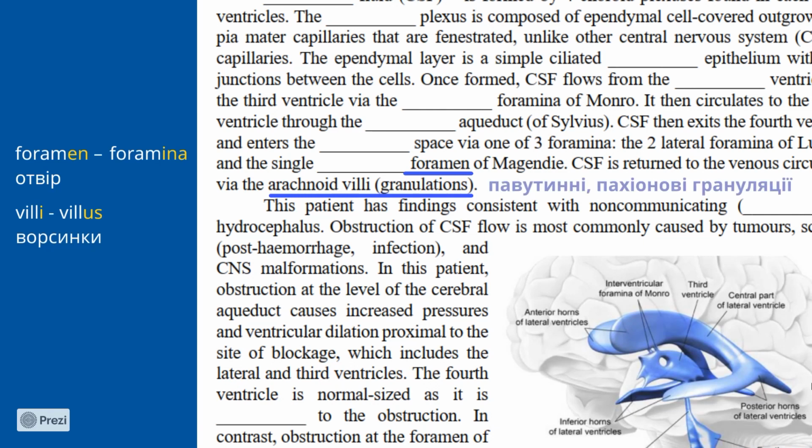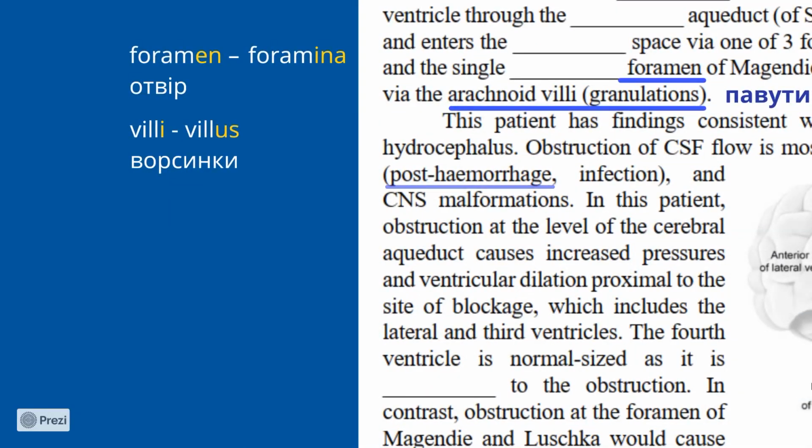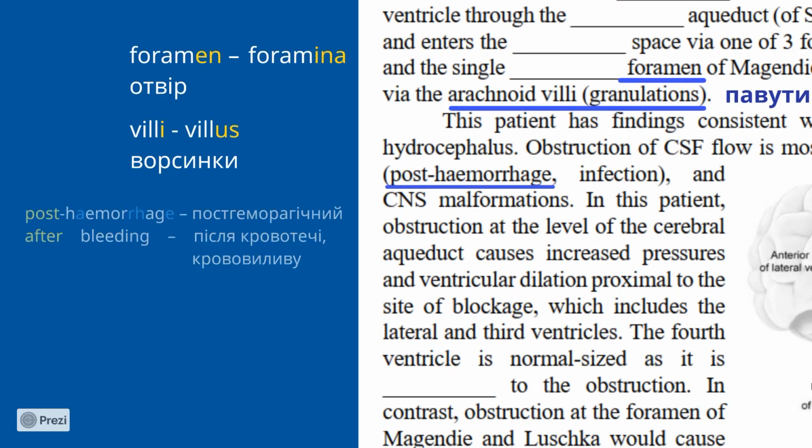However, the translation is different in this word combination. Arachnoid villi are повотинні or пахіонові грануляції. Don't say vorsenki in this case. Another interesting term is post-hemorrhage, post-hemorrhagiczny, meaning after bleeding, після кровотечі or крововиливу. Be careful how you write and say this term, hemorrhage, as there are many silent letters.